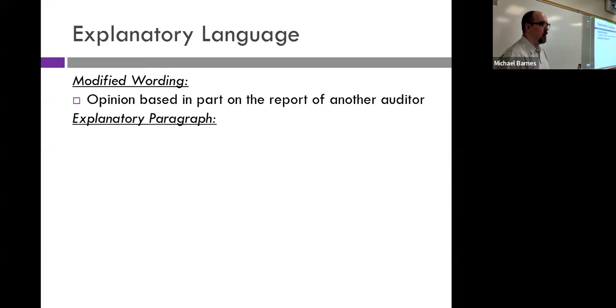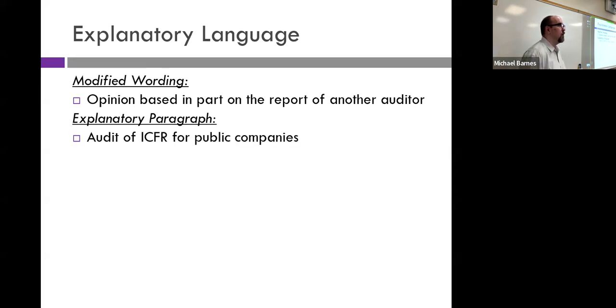So what about explanatory paragraphs? These are going to be fairly common. We'll see those consistently throughout reports. So the first example of an explanatory paragraph is that one that we have already looked at, the audit of internal controls over financial reporting for public companies. If we have performed an audit of ICOFR, we not only have to prepare a separate report, but we also have to allude to that audit in our financial statement audit report.